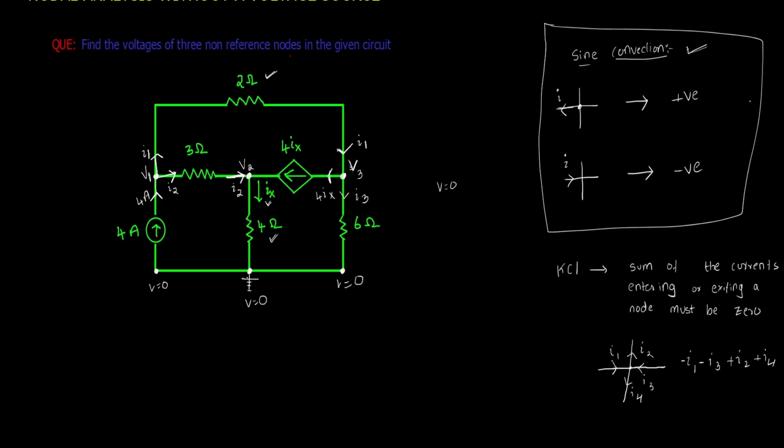So here, as the I1 current is entering the node, we took its sign as negative, which we have already discussed. And here the I2 current is exiting the node, so we took its sign as positive. So according to sign conventions and the KCL rule, we write the equations of each of these three nodes, and if we solve those three equations, we get our required voltages of the three non-reference nodes.